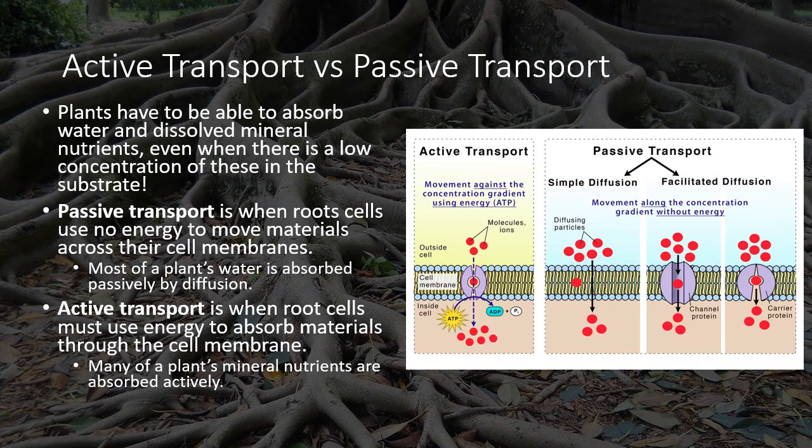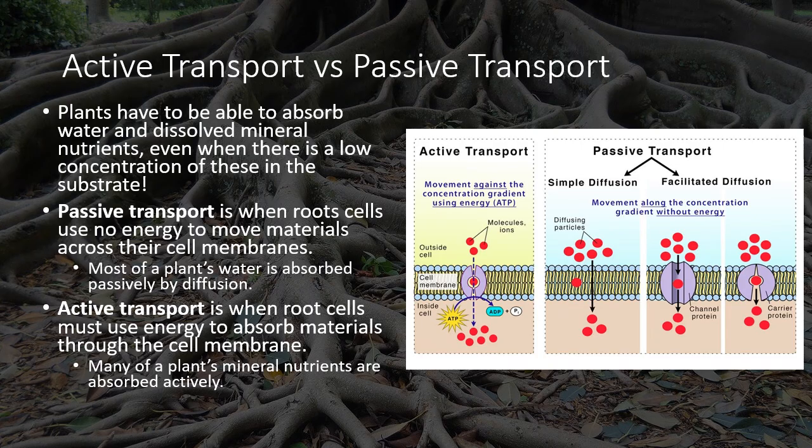Looking now at not just how do we keep roots healthy enough to do absorption, but how do roots actually do the absorption of materials from the soil. Okay. There are two main types of transport, active transport and passive transport. And what I think is really important to notice is that plants have to be able to absorb water and dissolved mineral nutrients from the substrate, even if there's a very low concentration of those materials available in the substrate.